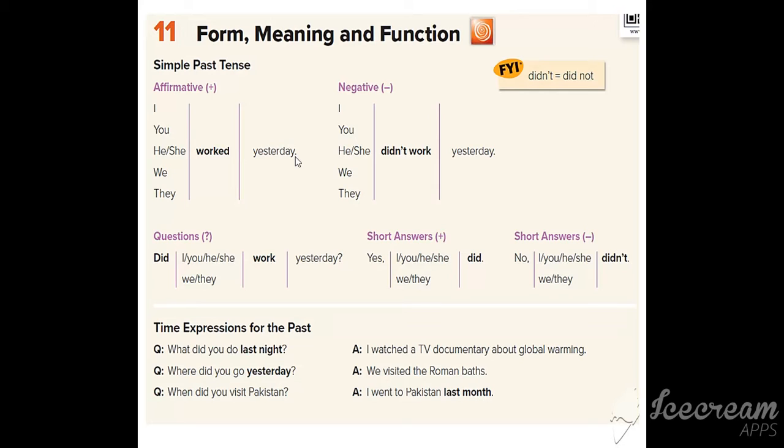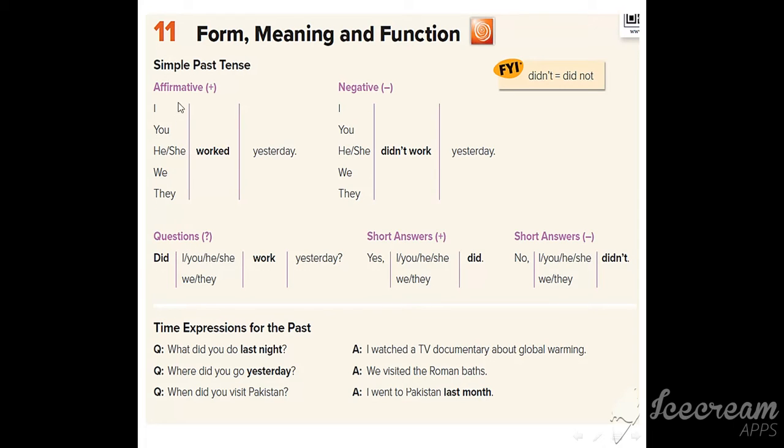I worked yesterday. How can we get the negative form of this sentence? We will say I didn't work yesterday. I didn't work yesterday, or I did not work yesterday. Both of them are right. So here also we can find two shapes of didn't or did not. The abbreviation of did not is didn't. Both of them also right. You can write it with abbreviation or complete form like did not.